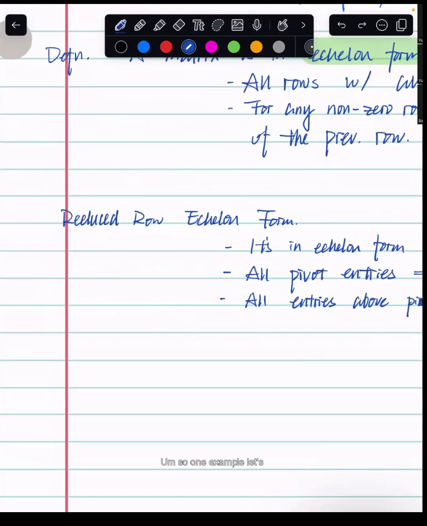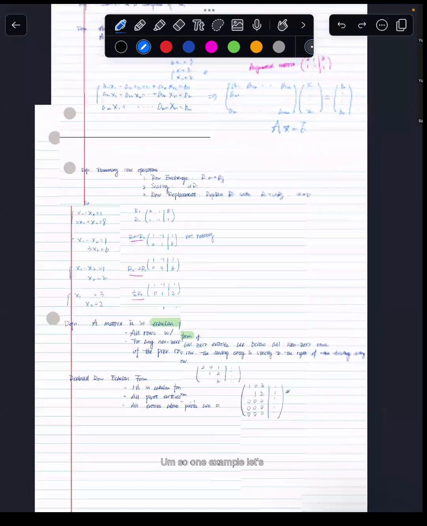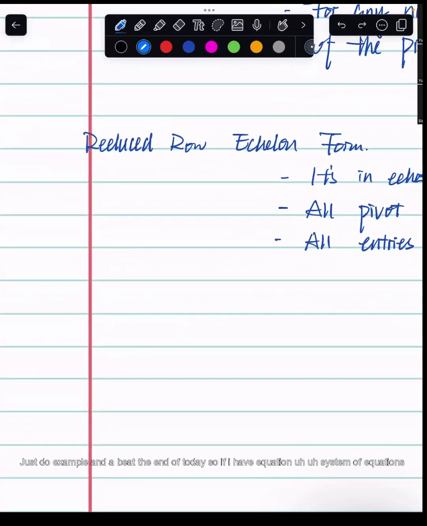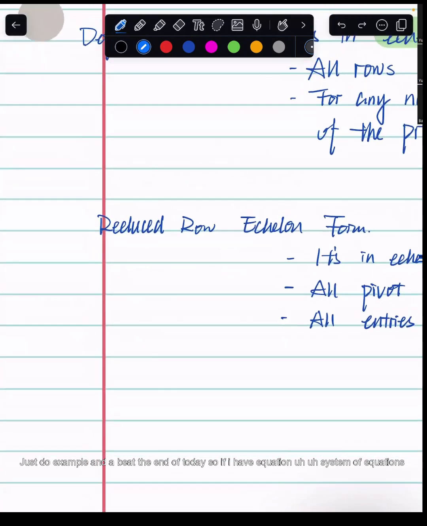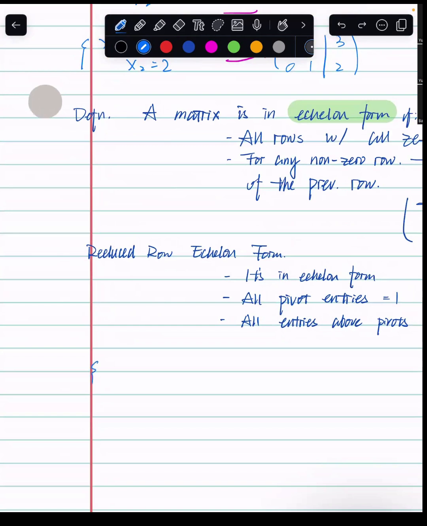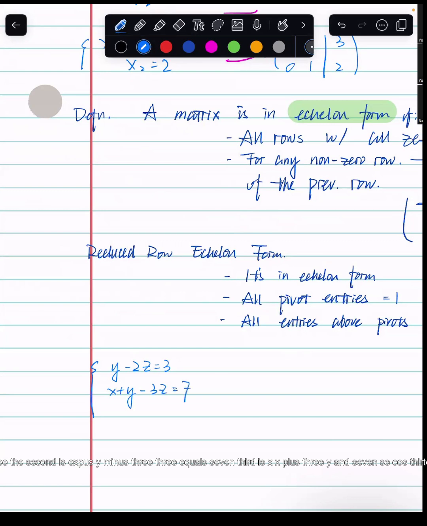So let's just do an example and it would be the end of today. If I have a system of equations, the first equation is y minus 2z equals 3. The second is x plus y minus 3z equals 7. Third is x plus 3y minus 7z equals 13.